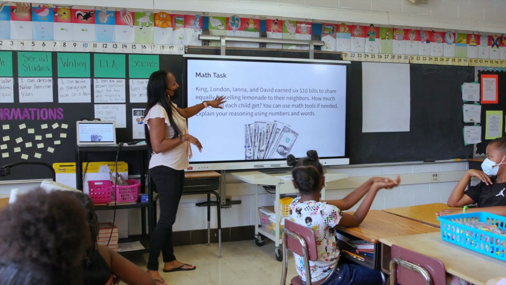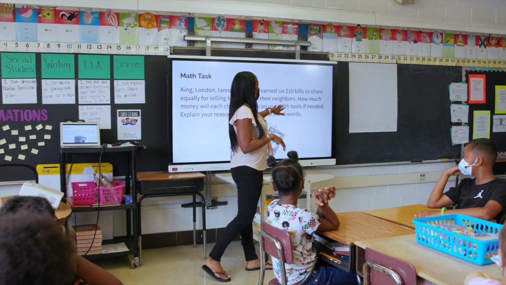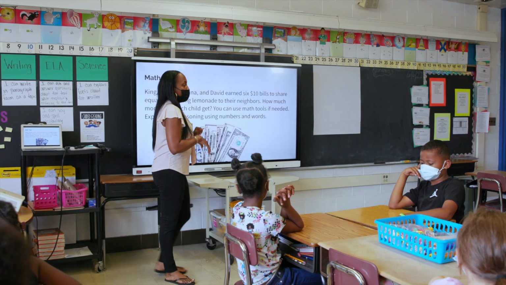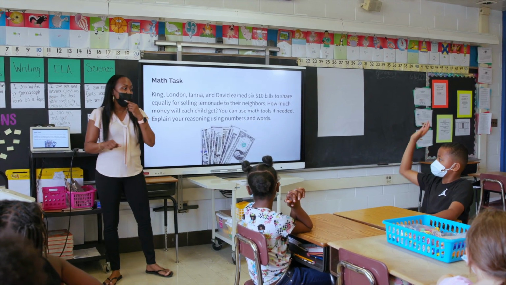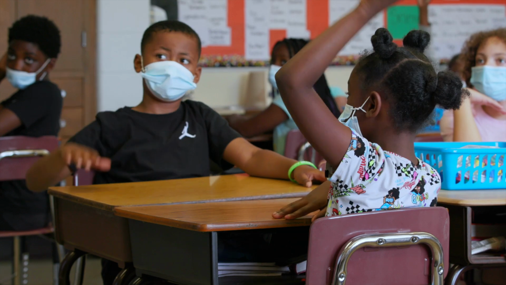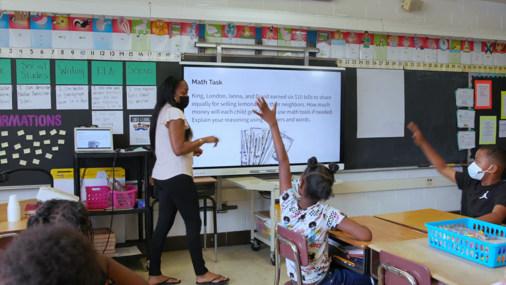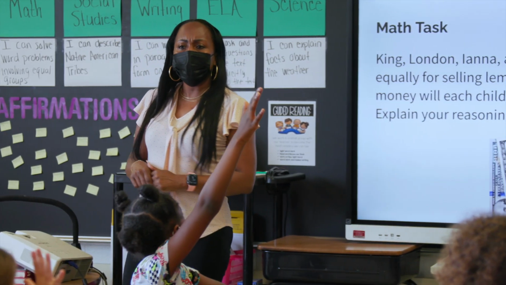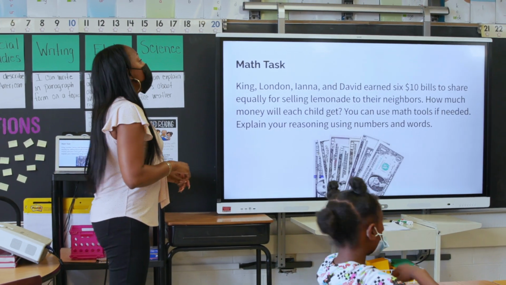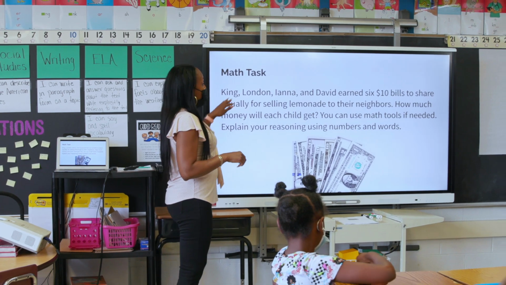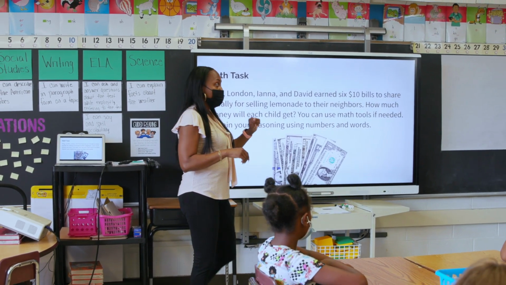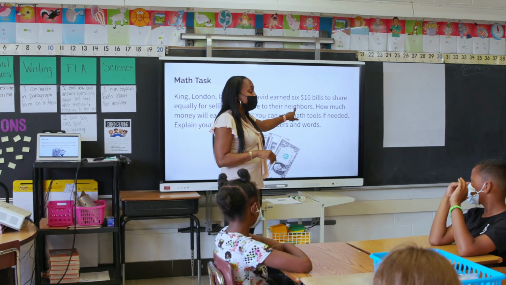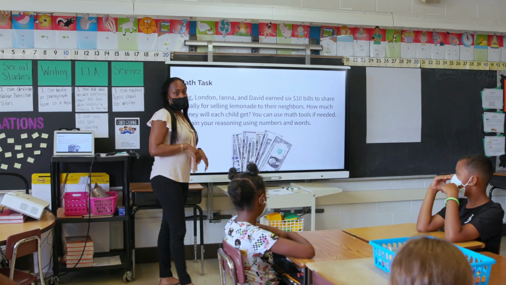So let's go back up to this problem. Now we know a little bit more information. How many bills and what kind of bills do the kids have? They have 6 $10 bills. How many kids are there in this problem? King? 4. So let's look at that. We've got 4 kids, and you guys have told me we have 6 $10 bills.